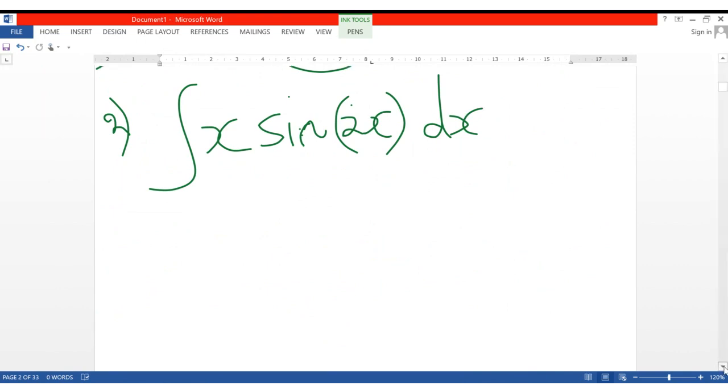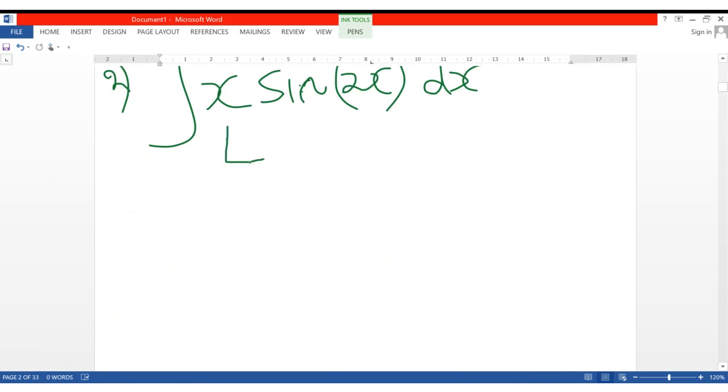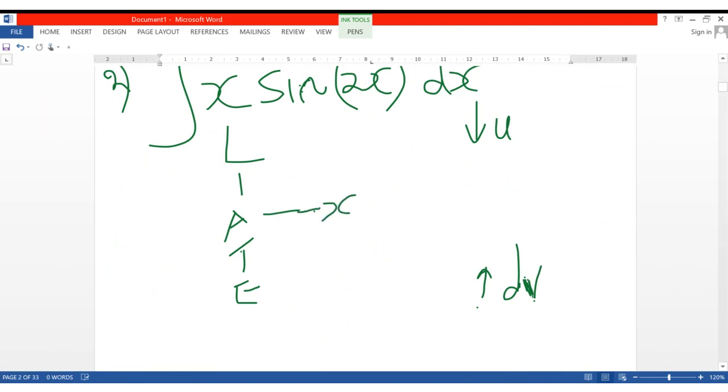So again, I'll come to the acronym LIATE. So going down is always the u, and going up is always the dv. So you just have to know one. You don't have to know the two. If you know one, the other one becomes basically the opposite. So we have our x will be there. That is the algebraic. Then we have the what? We have our sin x, that is the trigonometrics, sin 2x.